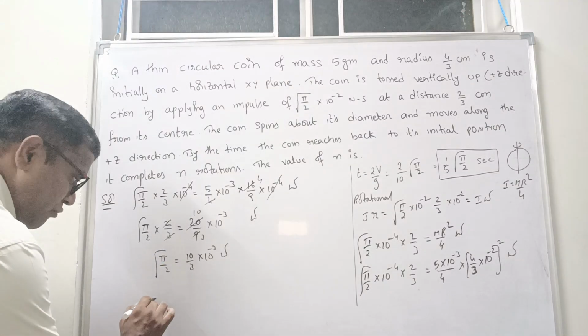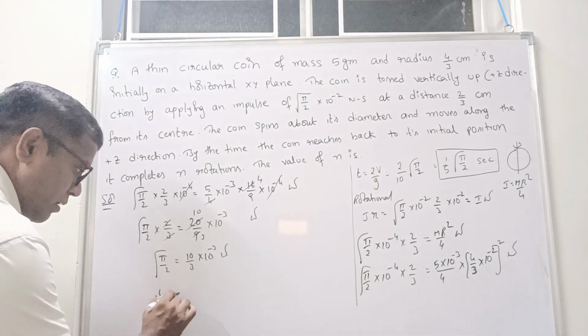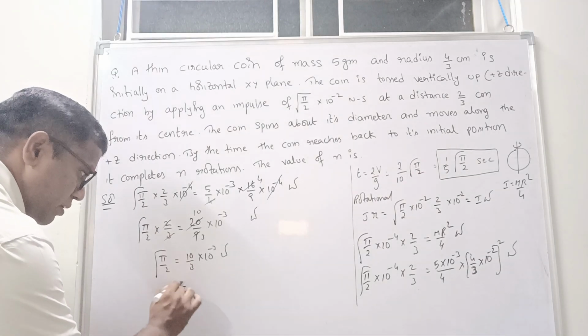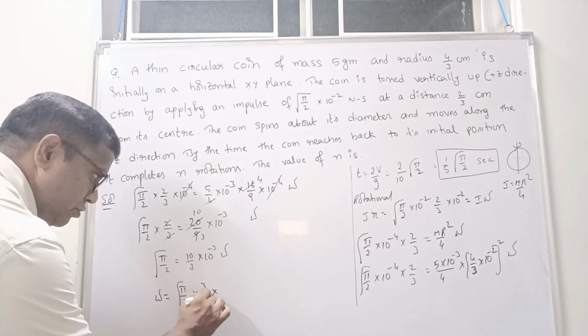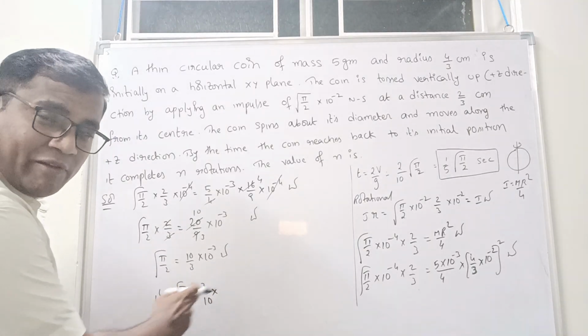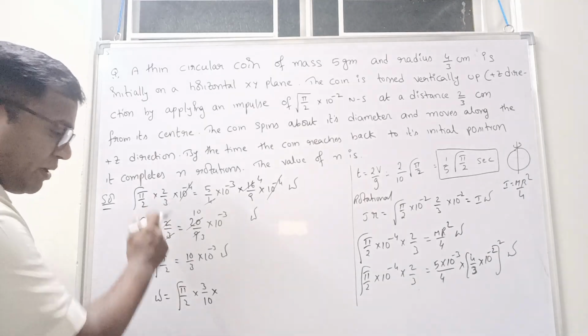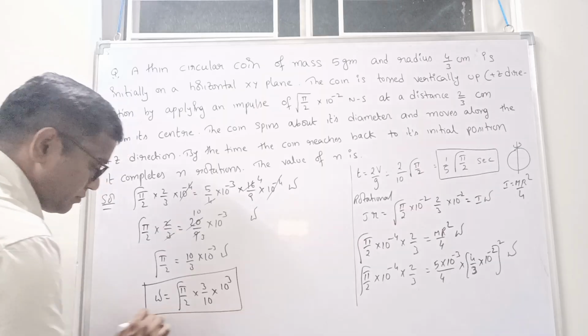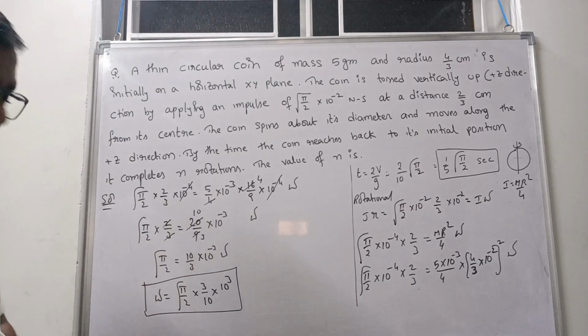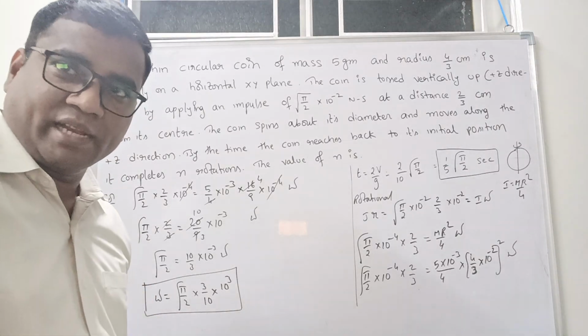So if I want to calculate, omega is equal to pi by 2 into 3 by 10 into, here 10 power minus 3 is there. If it comes from the denominator, it will go to the numerator. So it is 10 power 3. This is the omega value. Clear? This one is the omega value. So try to understand again.